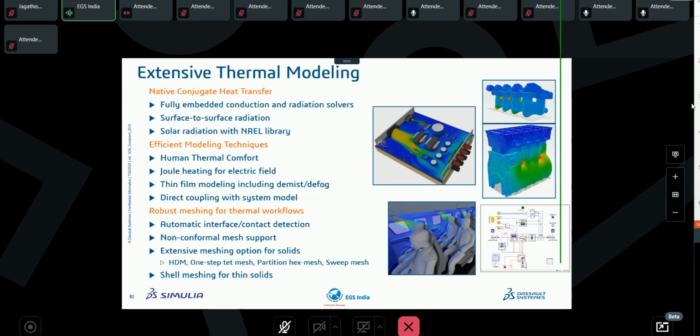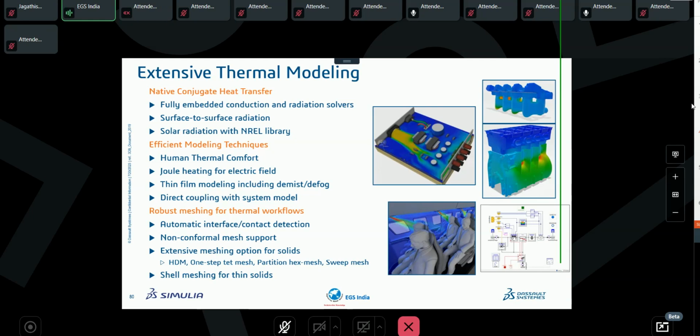Okay, so after that, on the thermal side, whenever we are going to consider fluid capabilities, that is computational fluid dynamics capabilities, there should be thermal modeling, right? So for this particular thermal modeling, we have the capability to solve any kind of conjugate heat transfer problems. It can have surface to surface radiation, or even solar radiation. So all those kinds of problems with conduction, convection, and radiation, that is the basic phenomena of heat transfer, can be easily solved with the help of the fluid dynamics capabilities that are available in the 3DEXPERIENCE platform.